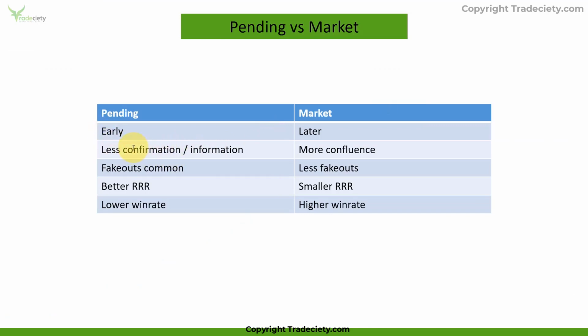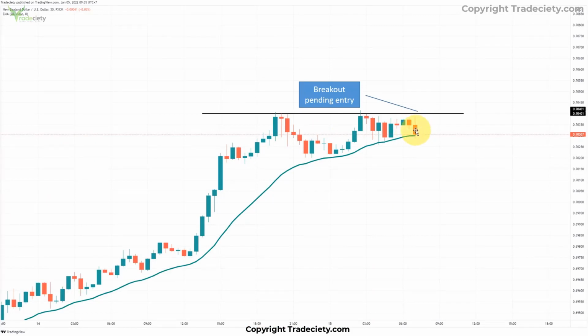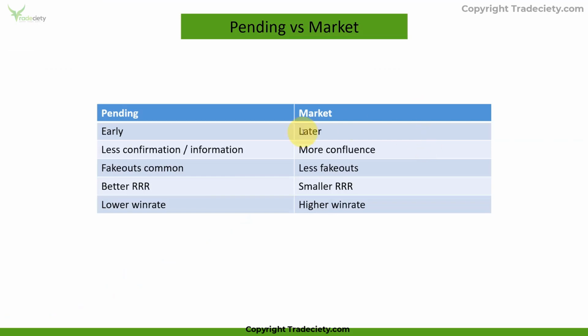Also, a pending order has less confirmation and also less information, because obviously you could now, when the market is here, put your pending order here, right? But you don't know how the market is actually going to look when the price moves here, and what has happened before that, you don't know. So you have a little bit less information with the pending order. Whereas with the market order, you know exactly how the chart looks when you get into the trade, because you need to be in front of the charts to execute the market order.